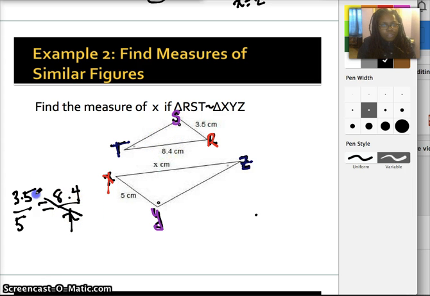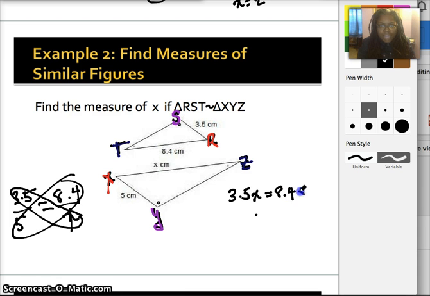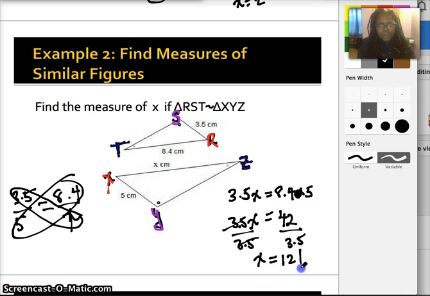So now I can do my cross multiplication, and when I do that, I'm going to set up the equation 3.5 times X is equal to 8.4 times 5. I should use a dot for multiplication. All right, so 8.4 times 5 is actually 42. 3.5 is going to stay the same, and now I'm going to divide both sides by 3.5 in order to isolate my variable. When I do that, X is actually equal to 12.